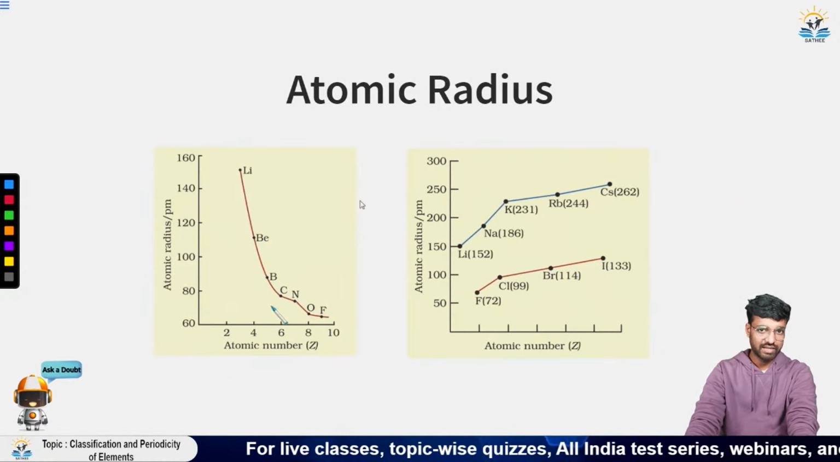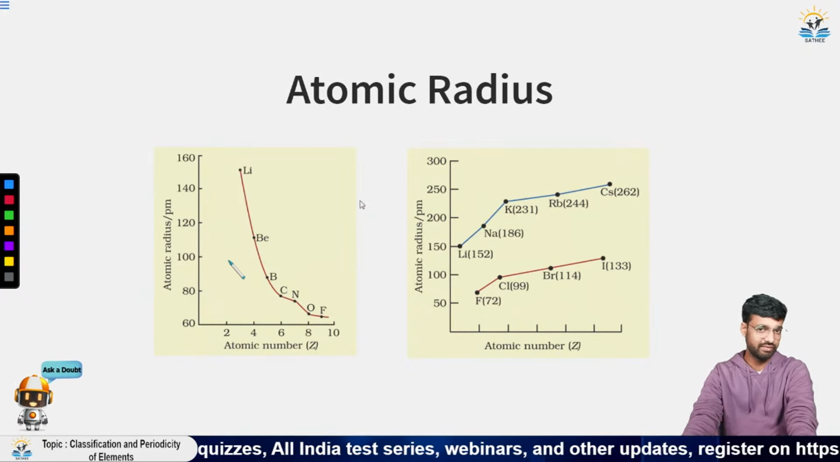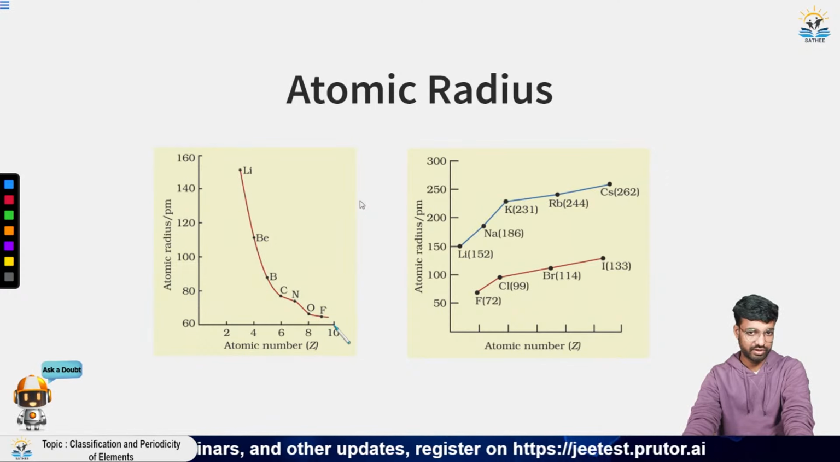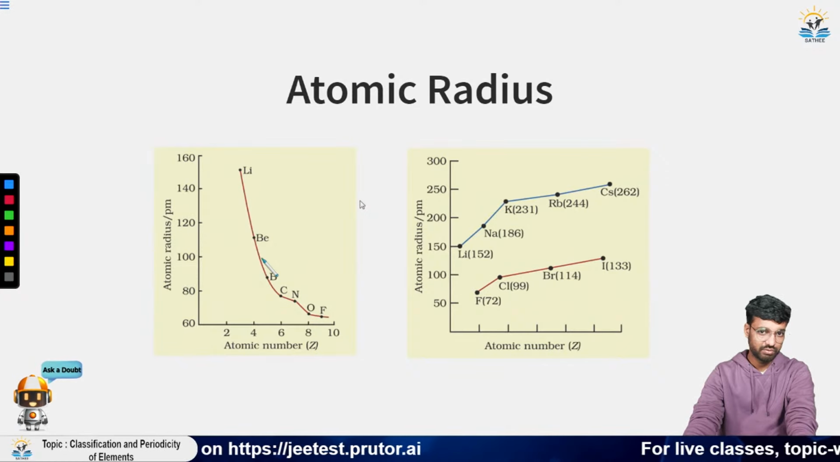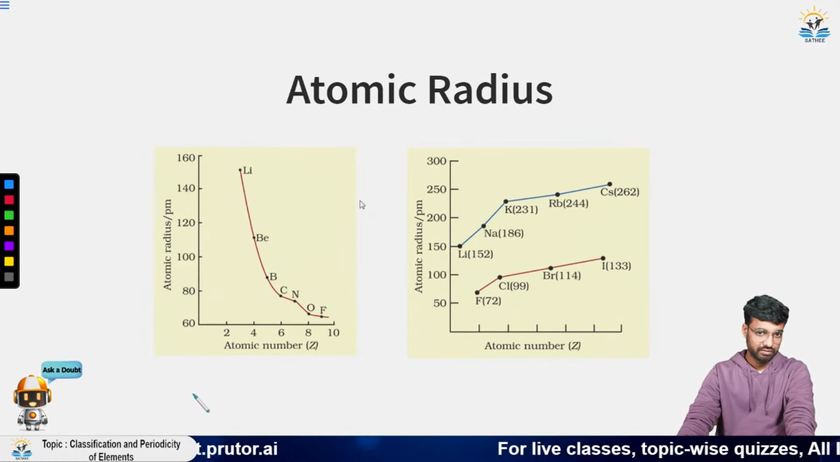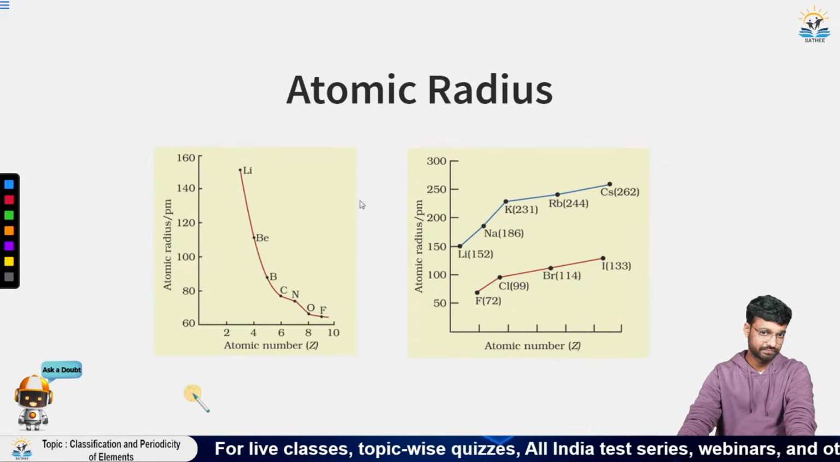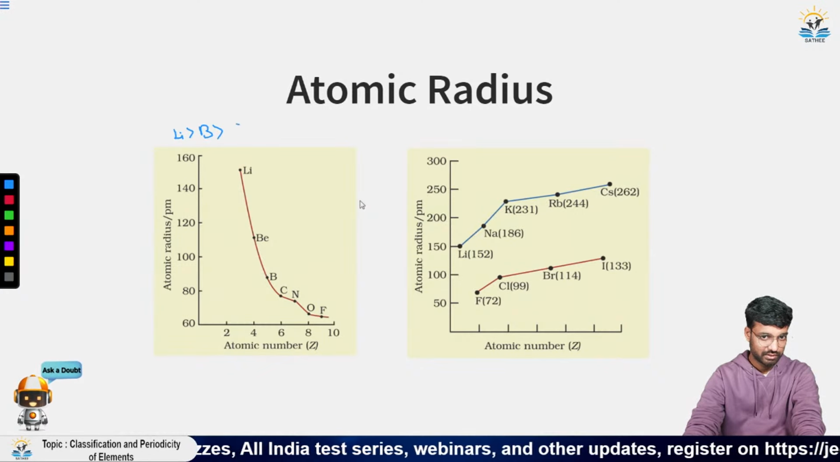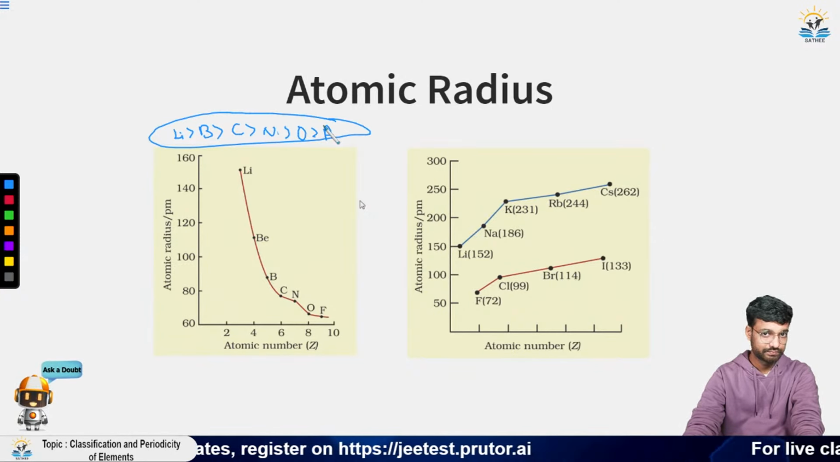Okay. Now let us see a graph. It is a graph of atomic radii against atomic number. We can see very clearly for a period, as we move from lithium, beryllium, boron, carbon, nitrogen, oxygen, fluorine, that as we move left to right in a period, the atomic radii is decreasing one by one. So it will be lithium, then boron, carbon, nitrogen, then oxygen, and then fluorine. Okay, so this is the order.